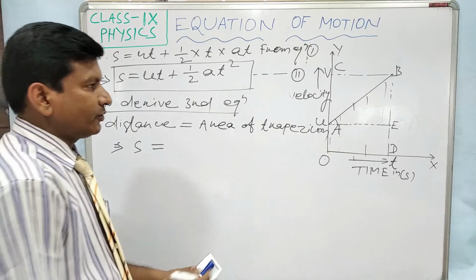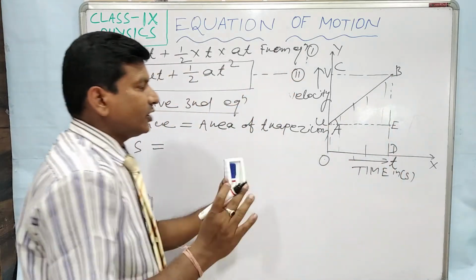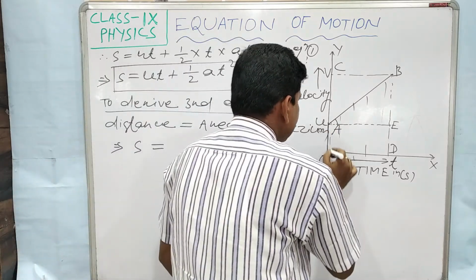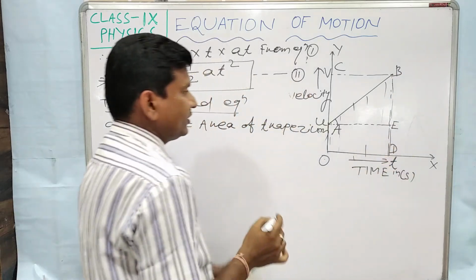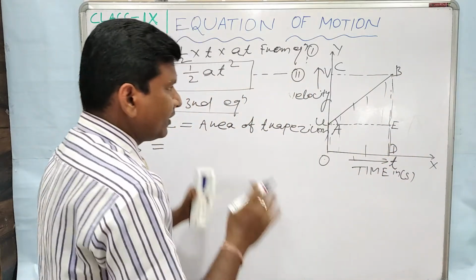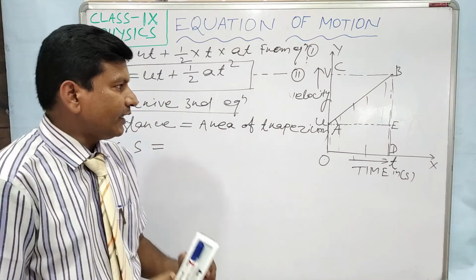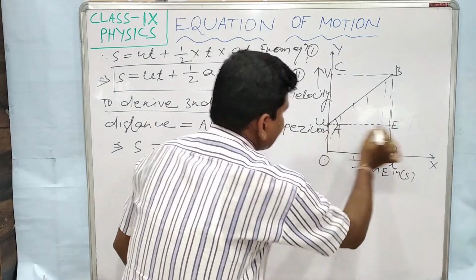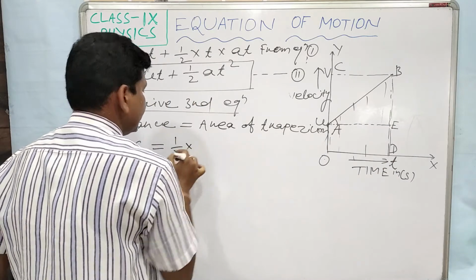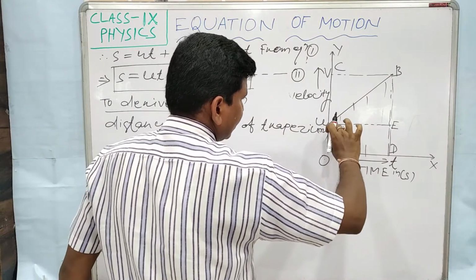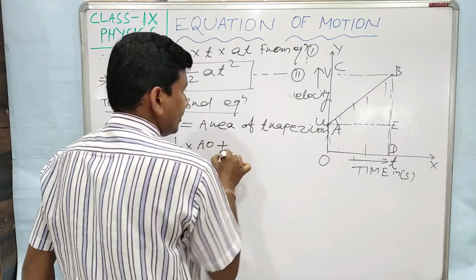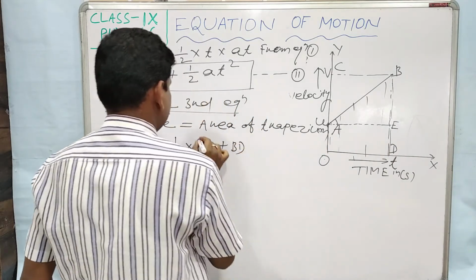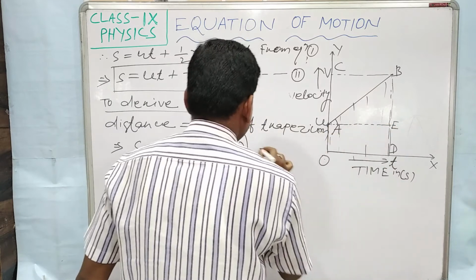Area of the trapezium is equal to, this is the trapezium, see, half into the sum of the parallel sides into height. Which are the parallel sides? This side is parallel to this. See over there. This is the formula for the area of the trapezium: half into sum of the parallel sides into height. So these two sides are parallel and this is the height. So now write half into the sum of the parallel sides, means now we will consider here AO plus this side is BD, into height, which is your AE.